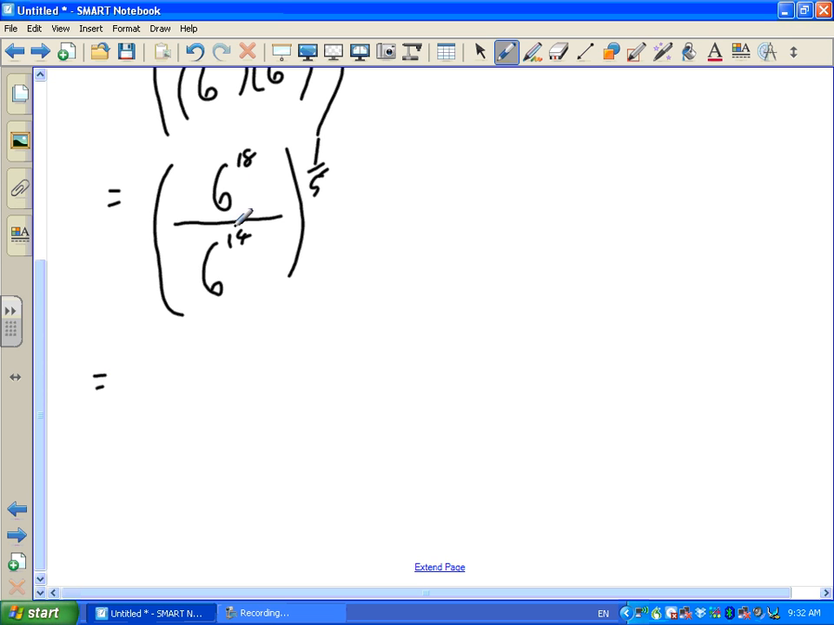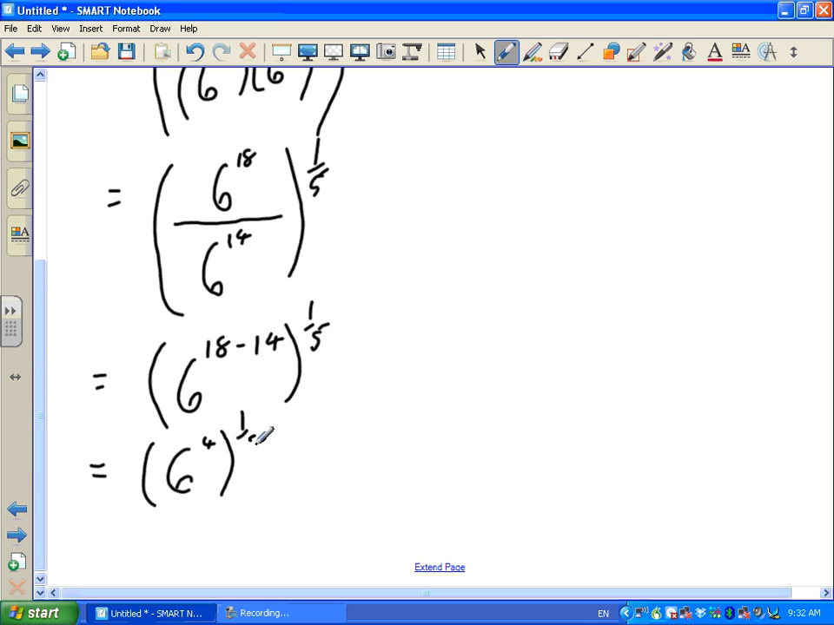Our bases are the same and they're dividing, so we're going to subtract our two exponents. So I now get 6, 18, subtract 14, to the power of a fifth. That gives me 6 to the power of 4, to the power of a fifth.